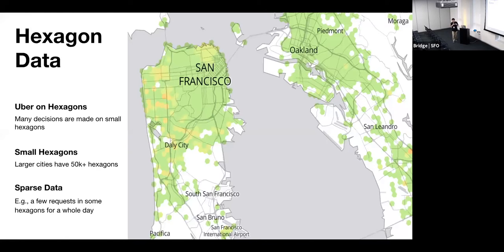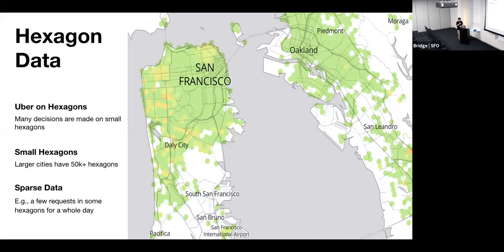The problem, as shown in the previous example, is that some Hexagons have lots of data, which is good, but we also have lots of Hexagons where the data is very sparse. For example, maybe we have a few Hexagons that have just a few requests for the whole day, right? Whenever we have this kind of data sparsity issue for Hexagons, the big problem is how can we make the decision more stable or more solid?